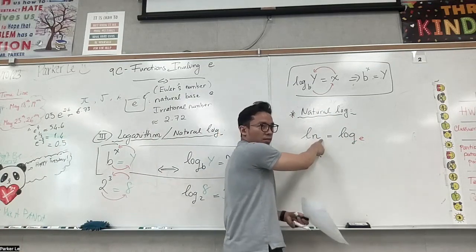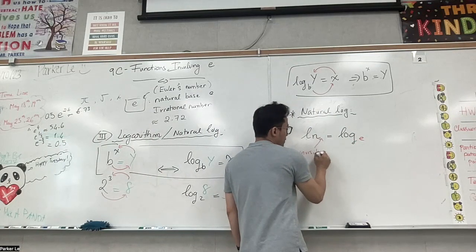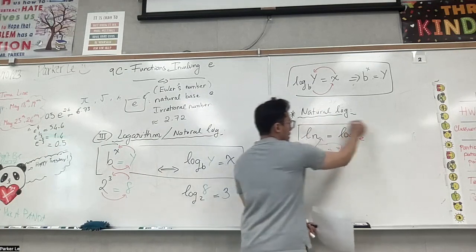So when you see ln, you need to know that there is an invisible e. Okay. So ln is just log base e.